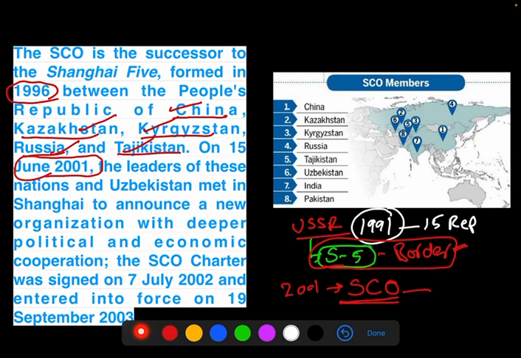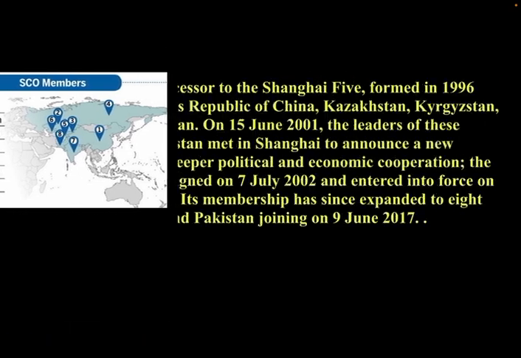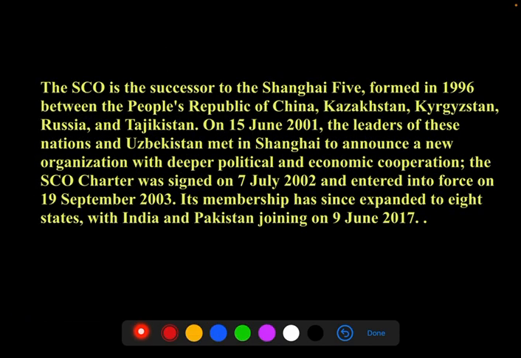The Shanghai 5 was limited to border negotiations and coordination for border security and peace, but SCO has a broader ambition. It has an ambition to engage political and economic means, and it also wants to deepen the economic and political cooperation among the members. Finally, this led to the creation of the Shanghai Cooperation Charter on 7th July 2002, which came into force in 2003. Like that, Shanghai Cooperation Organization was formed.